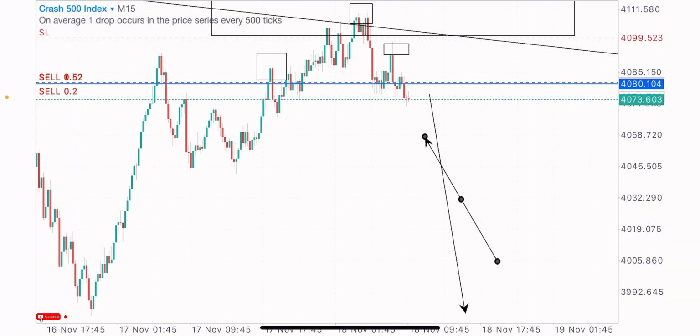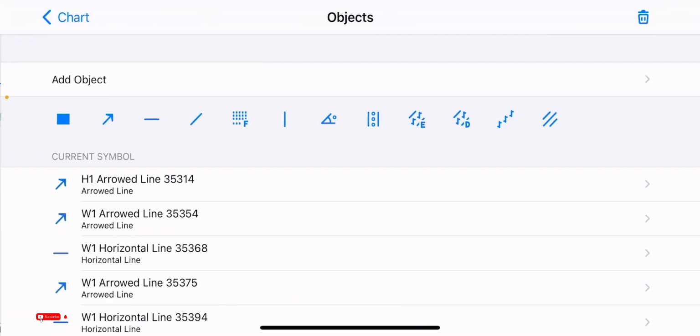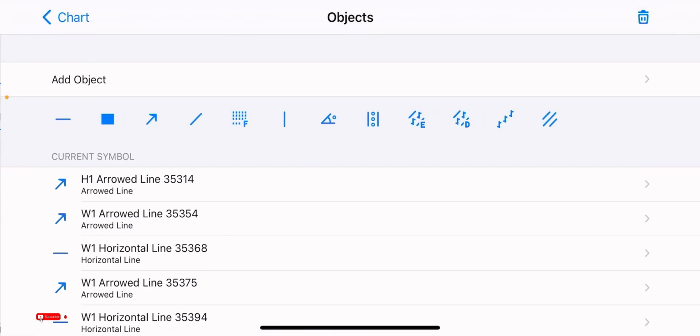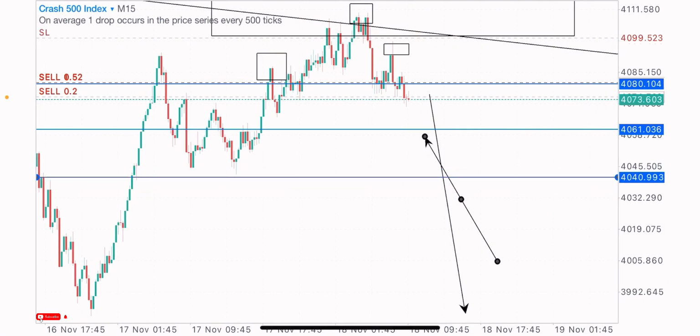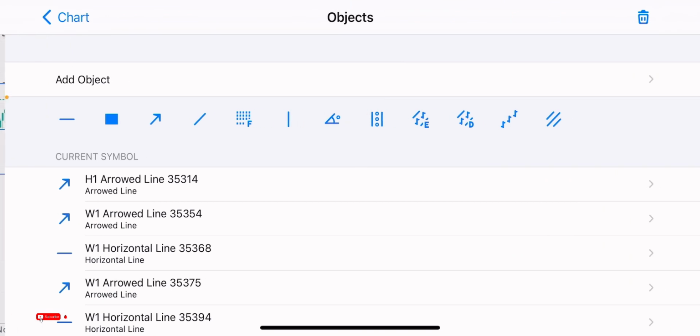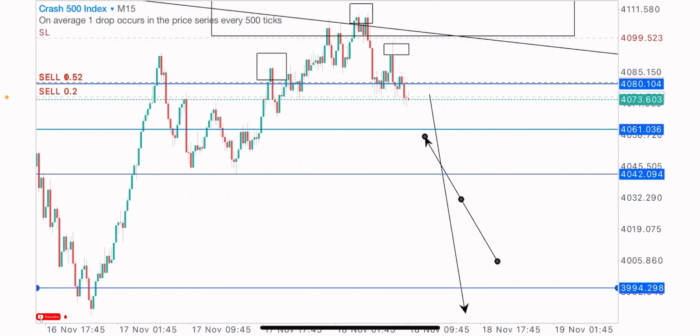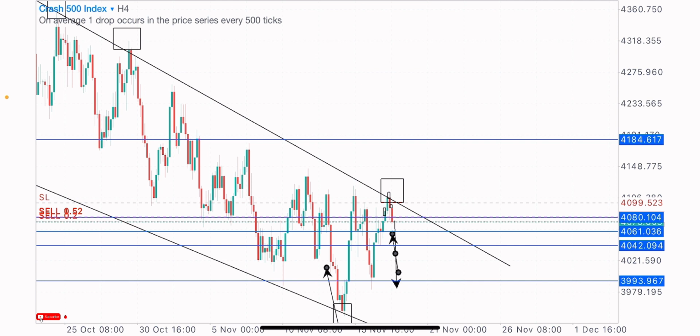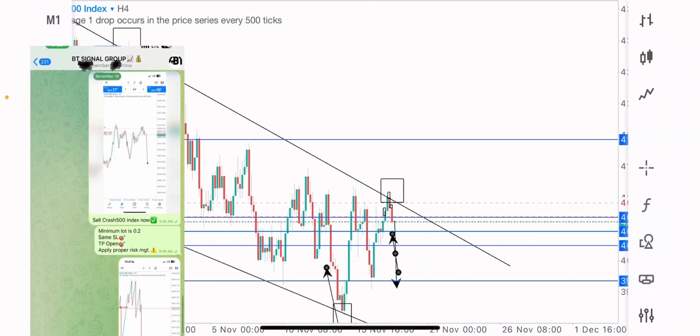So I'll be having my first take profit level at this point. My first TP would be at this level, my second TP would be here, right? And my third TP would definitely be at this last swing low we got at this zone. So that's my view and market analysis on Crash 500 index. That's how I was able to take the sell trade. This signal was shared to my premium members.